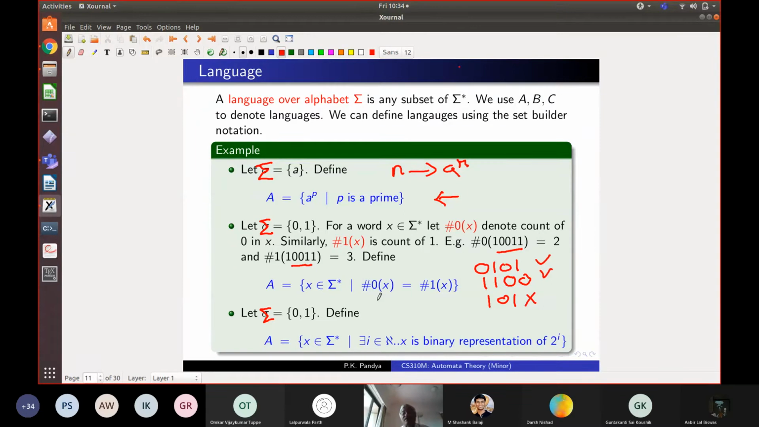Or, some people may keep the difference of the counts between 0 and 1. Every time a 0 occurs, you increment the count. Every time a 1 occurs, you decrement the count. This can be a positive or a negative number. And at the end, it should be 0, right?